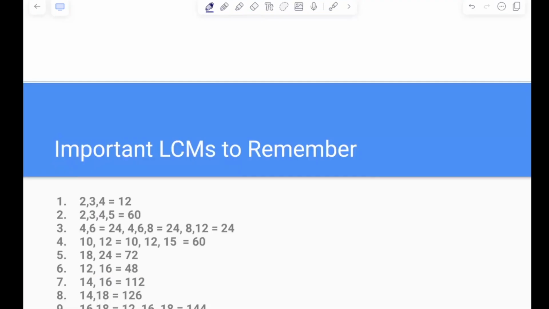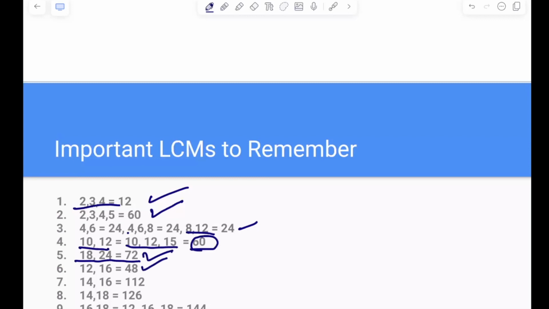Here I have written very important LCMs. One should remember them to solve the problems quickly. Okay, let us go through them quickly. 2, 3, 4: LCM is 12. 2, 3, 4, 5: 60. 4 and 6: 24. 4, 6, 8: 24. 8, 12: 24. LCM for 10, 12 or 10, 12, 15, that is 60. LCM for 18, 24, that is 72.